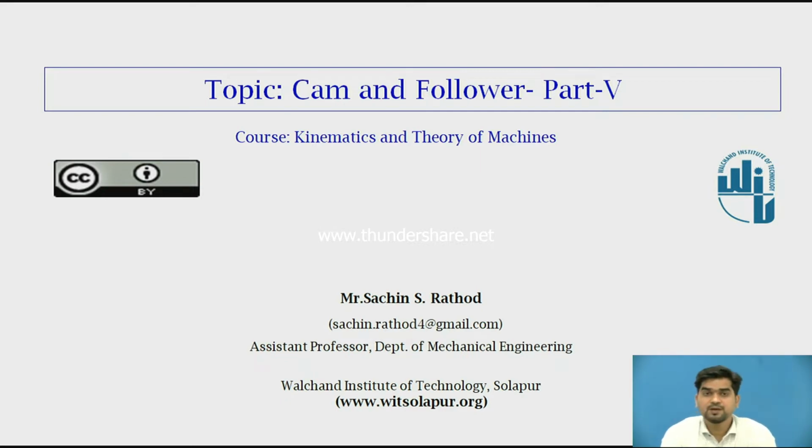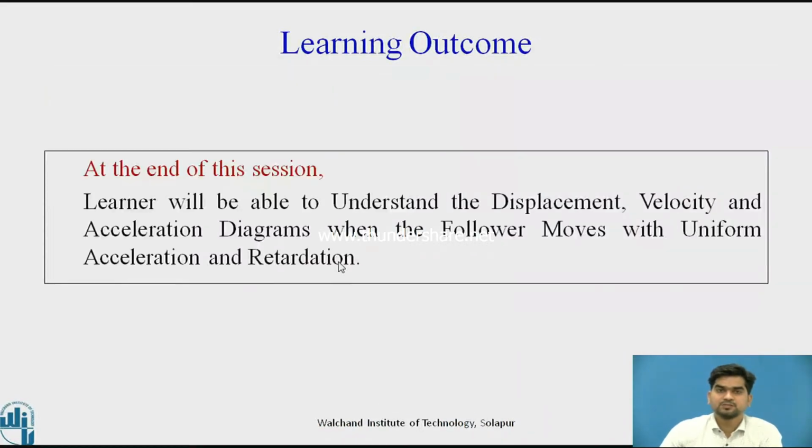Now in this part 5, the learning outcome: at the end of this session, the learner will be able to understand the displacement, velocity and acceleration diagrams when the follower moves with uniform acceleration and retardation. In these sessions we will observe how to draw these diagrams when the motion of the follower is required to be uniform acceleration and retardation. So in this lecture we will see the procedure for that.